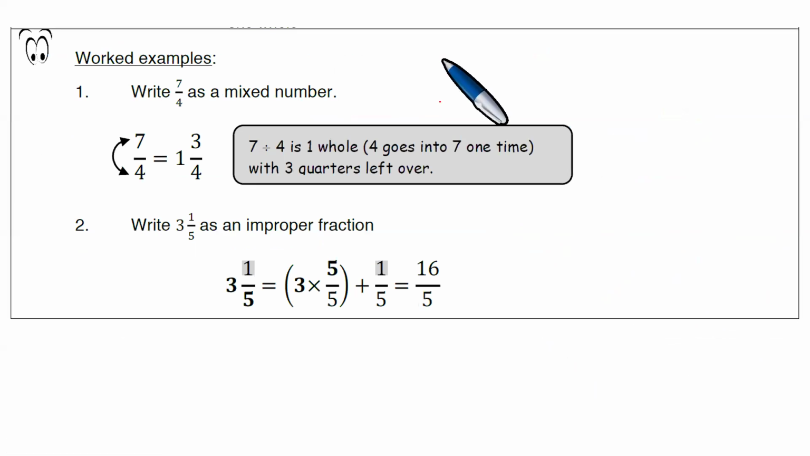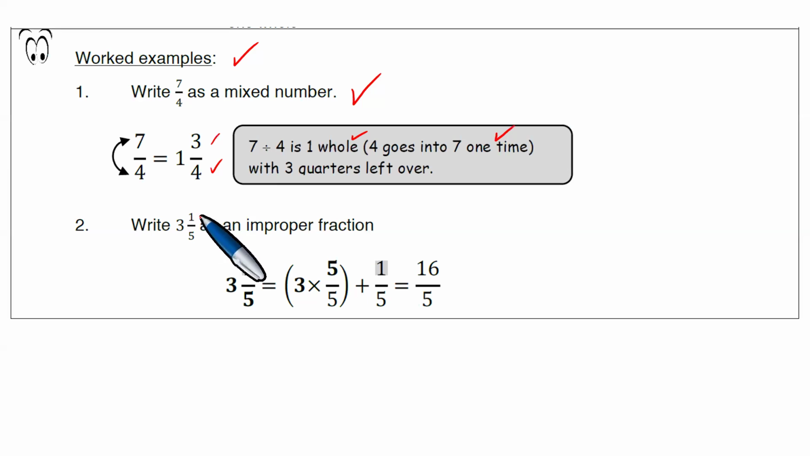There are certain things we call worked examples. Write 7/4 as a mixed number. So now 7/4, 4 goes how many times into 7? It goes once, so remainder 3/4. We go on. So 7 divided by 4 is 1 whole. 4 goes into 7 one time, with 3/4 left over.